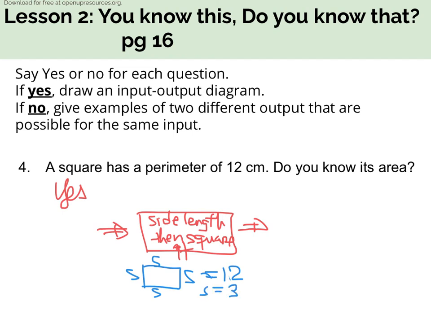So let's think about it. 3 plus 3 is 6, plus 3 is 9, plus 3 is 12. So this works. So then we're going to take the 3, and we're going to multiply it by itself, and then our answer would be 9. So technically, actually, the number that we're putting in is 12. And then we get back 9.